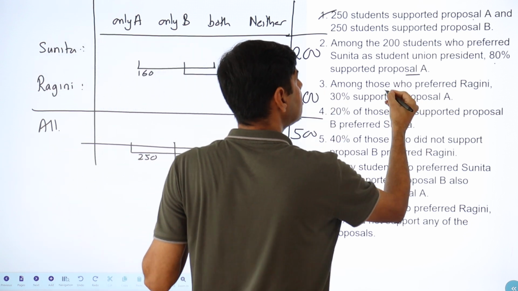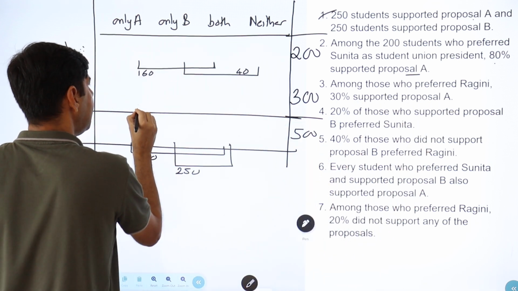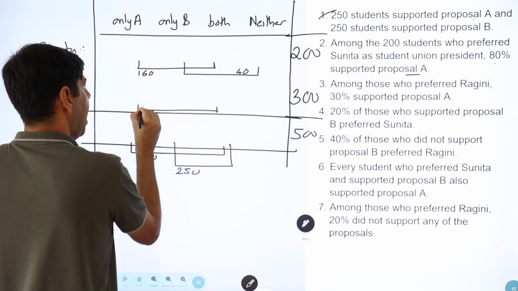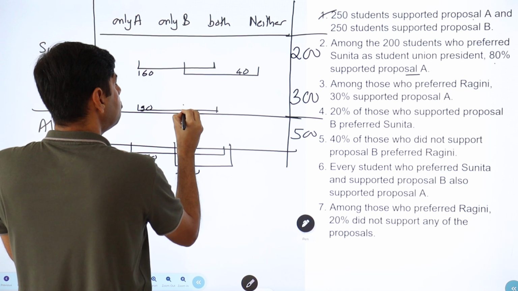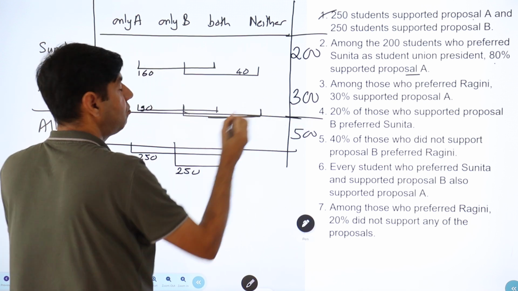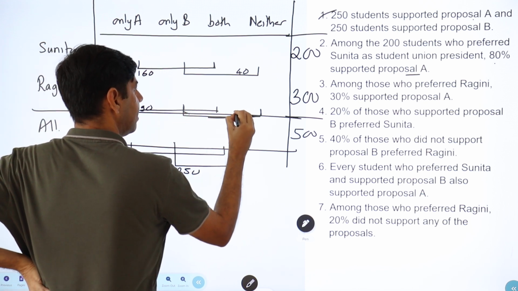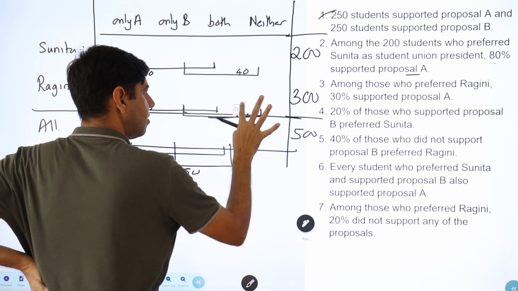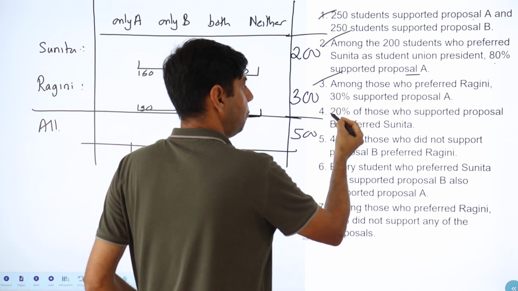Amongst those who preferred Ragini, 30% supported A. The same idea again. Those who supported A, 30% of this is 90. And if these two cells together are 90, then the other two cells have to be the counterpart, that is 210. So I'll write it here, 210. Okay, so this is also taken care of now.